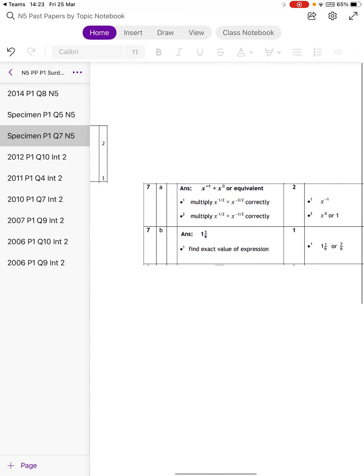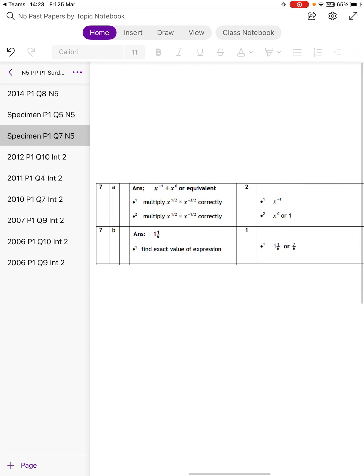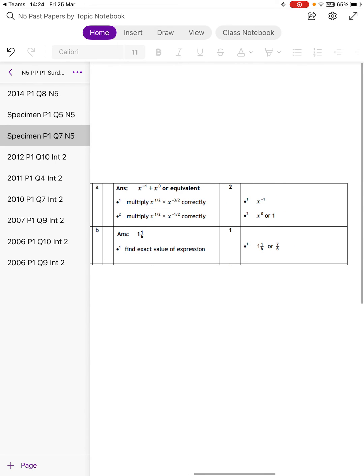The marking scheme for that was quite straightforward. So the 2 marks in the first part were for x to the minus 1, and actually they've been quite generous there because you've got it for either x to the 0 or 1. And then the second one, when you sub in the 6, you need to get it to 1 1/6 or 7/6.